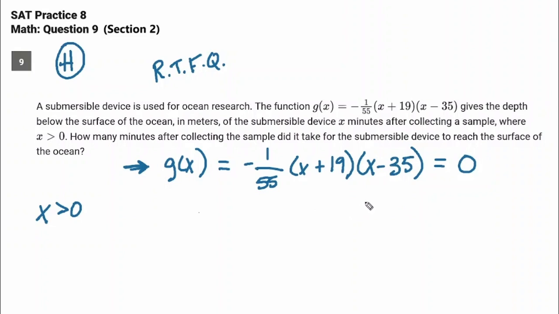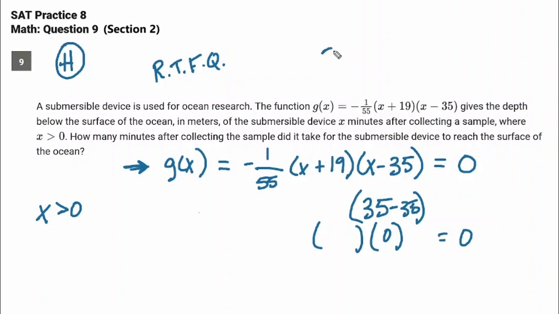The only way to do it is to make this 35. You can't make this negative 19 because x has to be bigger than 0. The only way to do it is to make it 35 minus 35. That's going to get you to a 0 here. And then it doesn't matter what anything else is. All of it's going to be 0. And so the answer is 35. That's it. You read the question, you apply some common sense, you get it right, and you move on.